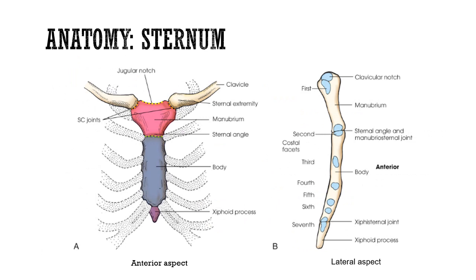Now, the jugular notch shown in the image here with the SC joints and everything in the sternum are just showing the anterior perspective of it. But in the lateral perspective of the sternum, we can see where the notches are for attachments of the first 7 costal cartilages.